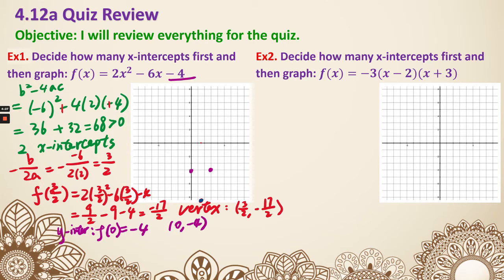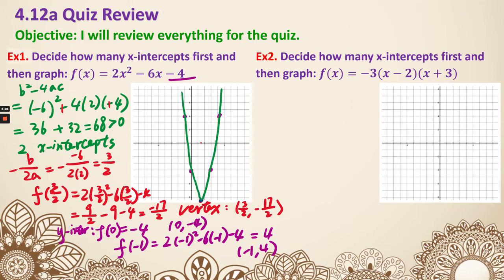Lastly, I just need to plug in another point. I can choose to plug in either negative 1 or 2 or 4, any of them. So I'm going to just plug in f of negative 1. That's going to be 2 times negative 1 squared minus 6 times negative 1 and minus 4, which is 2 plus 6, which is 8, minus 4, which is 4. So I have (negative 1, 4). That is going to give me another point, which is going to be right there by reflection. Now I can connect all my points. Then I have my parabola right there.